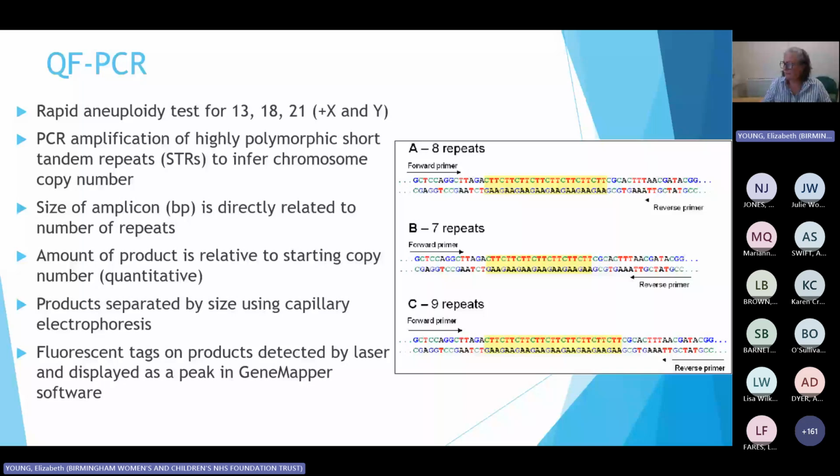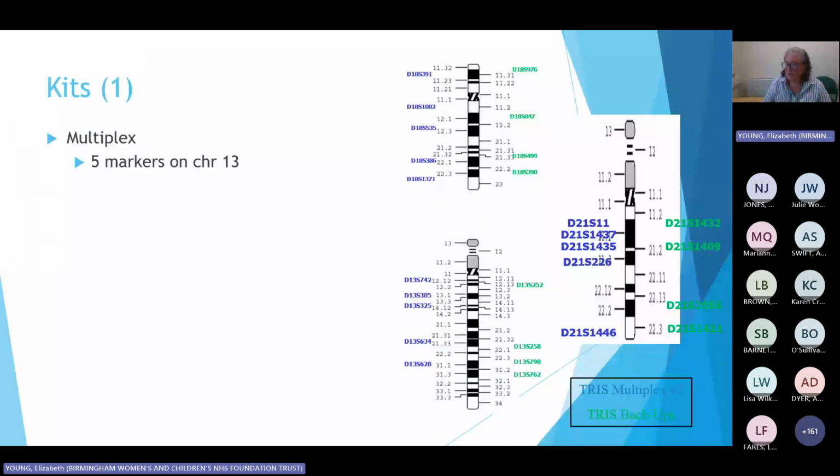But before I do so, sorry, just to briefly touch on the kits we use. We have a multiplex kit that we use to look for trisomy 13, 18, and 21. And that's shown by the blue letters here on these schematics. And that consists of 5 PCR markers for chromosome 13, 5 for chromosome 18, and 5 for 21. These 15 PCR products are all multiplexed into one PCR to give us information across the whole of chromosome 13, 18, and 21.